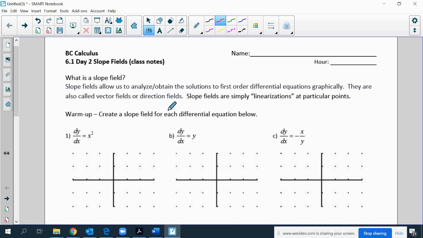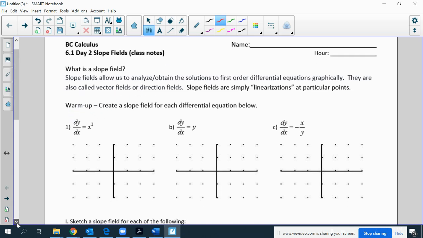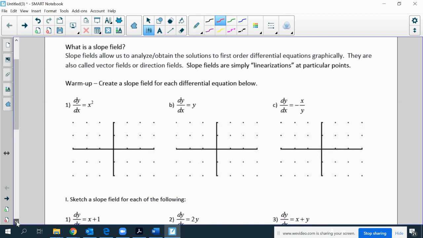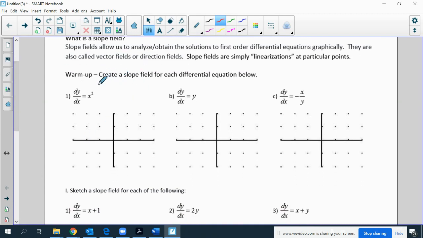If we start to draw the picture of a function or of an equation on a slope field, it's pretty easy to follow the slope field, kind of like it's guiding our graph to see what it would look like. So we're just going to do a bunch of these, and by a bunch, I mean a whole bunch. So create a slope field for each differential equation.